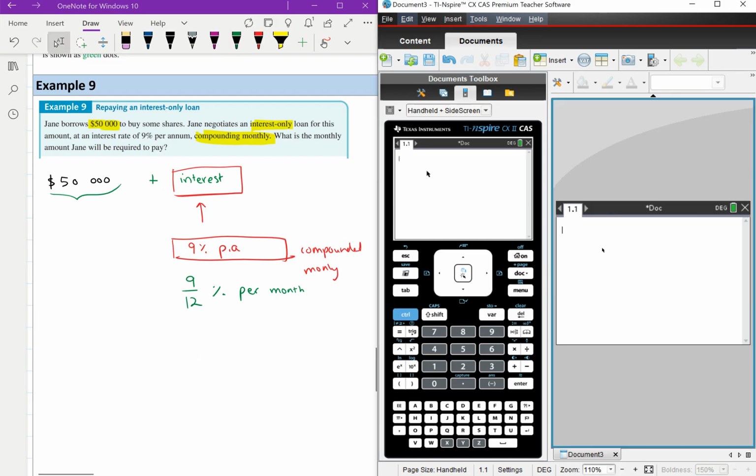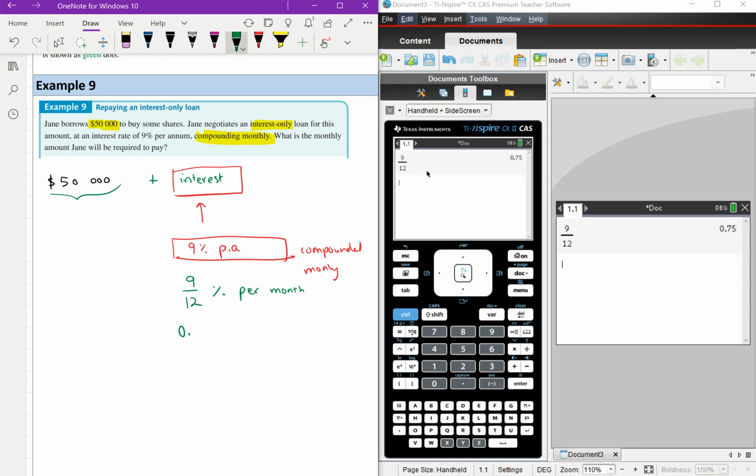So I'm going to go here. 9 divided by 12 gives you 0.75. So that tells me it's 0.75% per month. So that's the rate. So if that's the rate, well, how much did you owe? You owed $50,000. So that's why I'm now going to figure out what is the monthly amount Jane will need to pay? Well, monthly payment, because I'm only going to pay back the interest only, I'm going to work out what 0.75% of what I owe, which is $50,000, is.